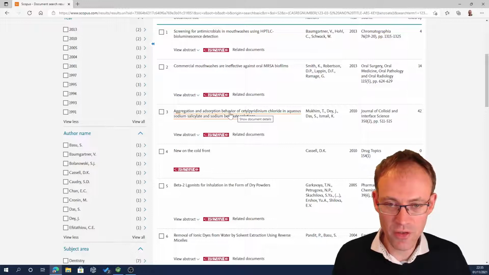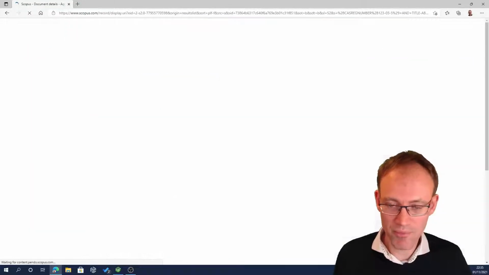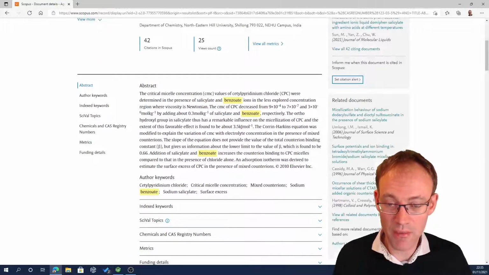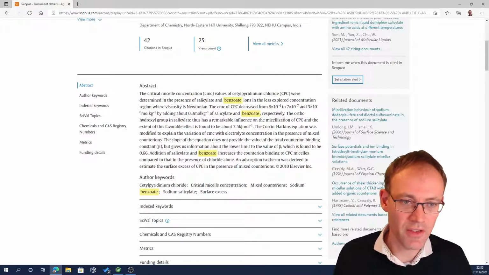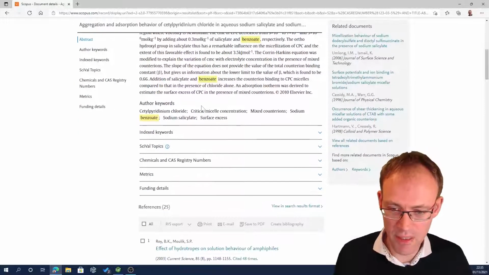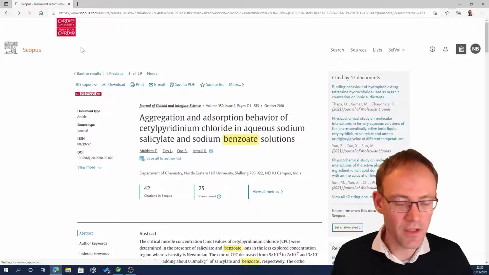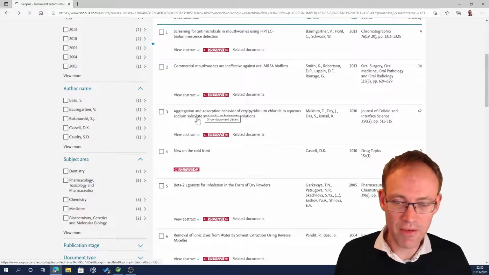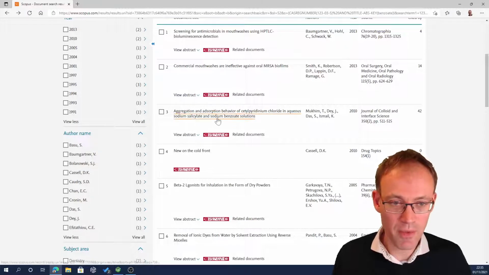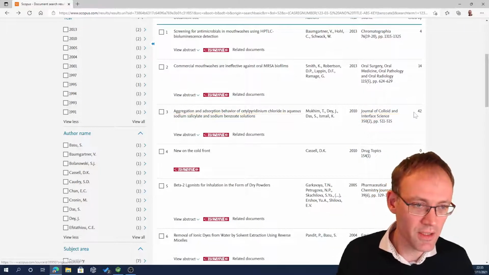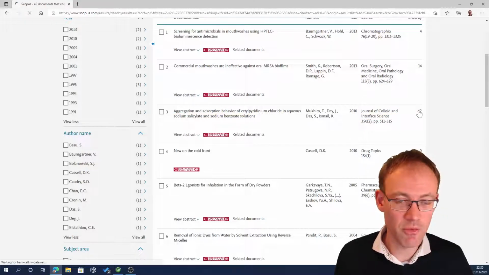So this solution, I can have a quick click on here to confirm that this is really what I'm interested in, and I see that they are talking about CMCs, the effect of benzoate on the CMC. This is definitely the type of paper that I'm looking for. So if I could then go back, not only have I found the paper that gives me the information that I was after, I also see that this paper has been cited 42 times already.